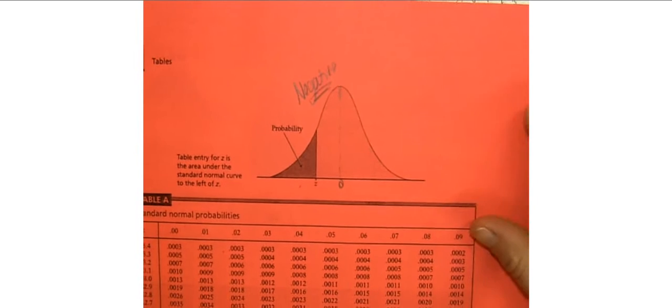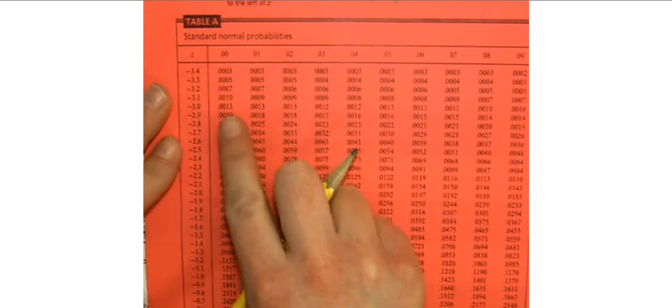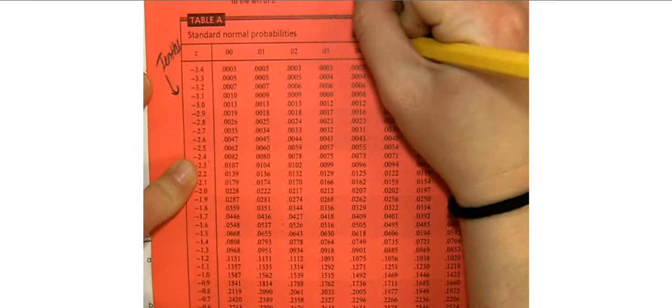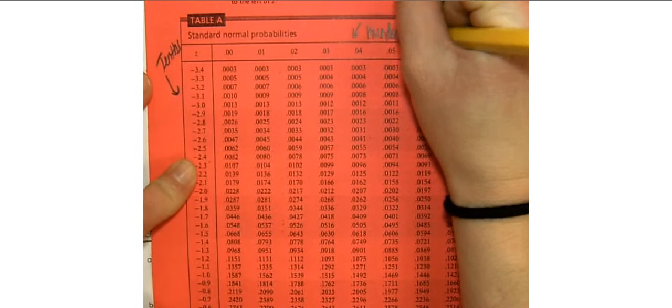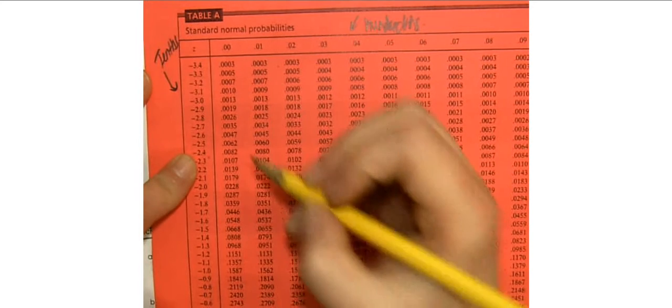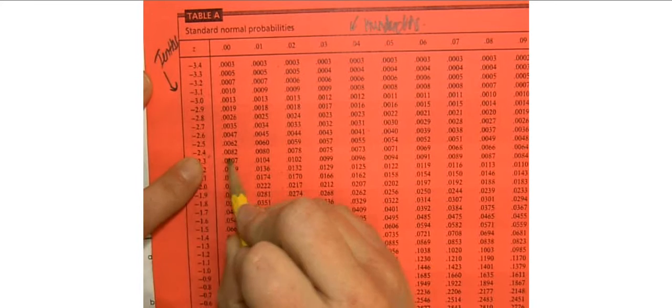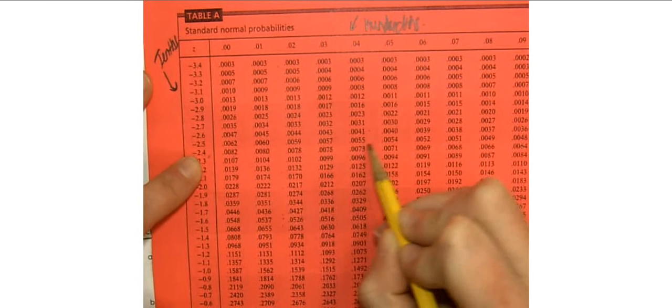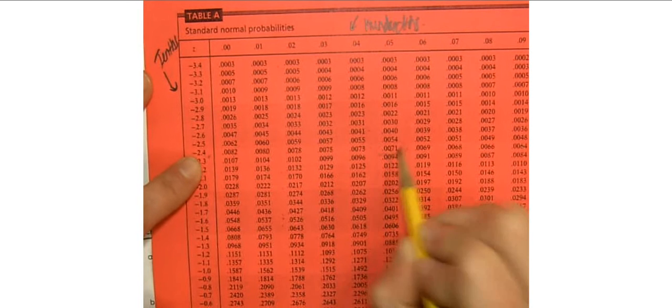Negative z-scores. So I'm going to go down here to where negative 2.4 is. So these are your tenths place once again. And up here are your hundredths. And I'm going to go to where negative 2.4 is, and then I'm going to count over to where 0.5 is. So that's negative 2.40, 1, 2, 3, 4, 5. And that value is 0.0071. And that is the probability that you have a z-score less than or equal to negative 2.45.